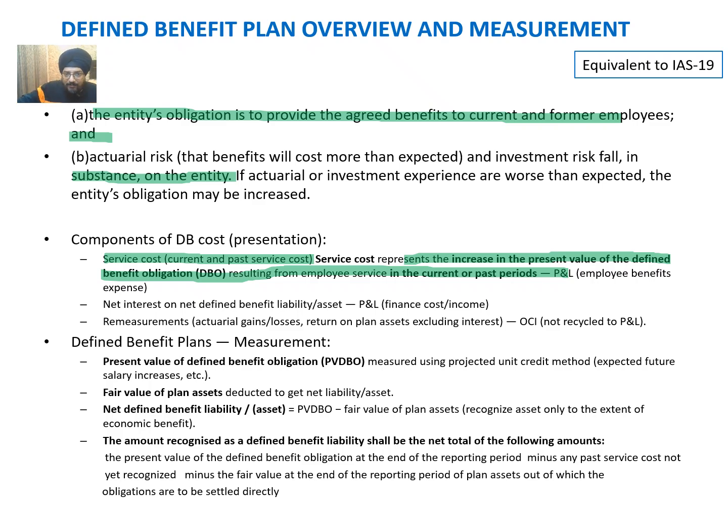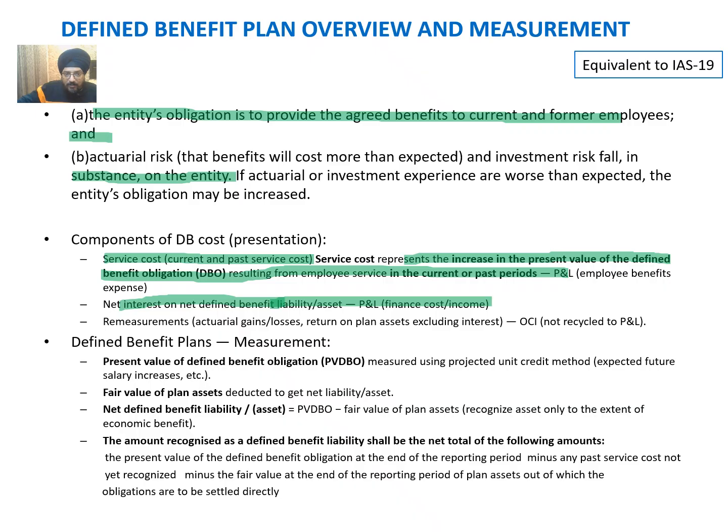Net interest on the net defined benefit liability or asset is normally accounted in P&L. So basically, net interest is the amount which needs to be paid on the liability, and it is adjusted with the interest that has been earned on the plan asset. So what is plan asset? We'll talk about it very soon in this slide only.